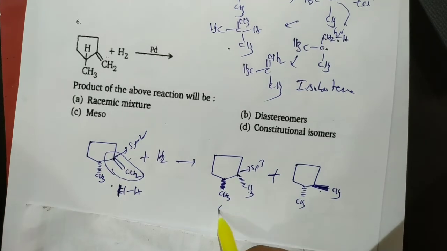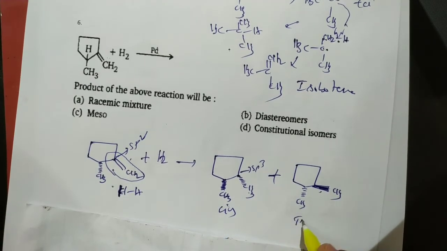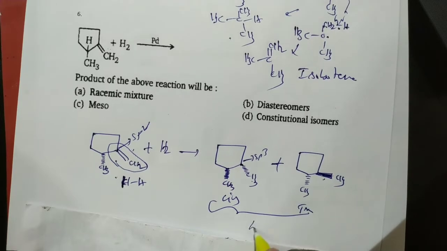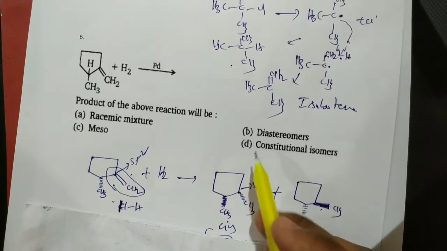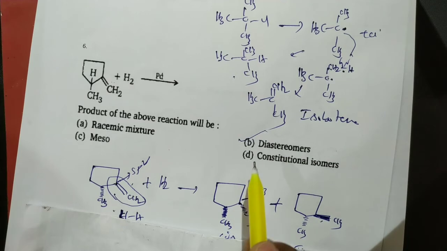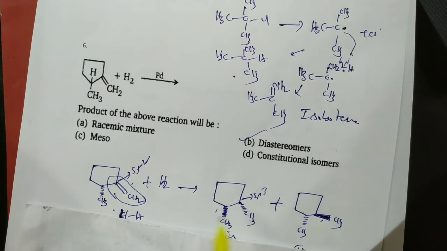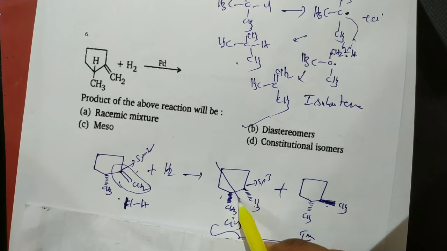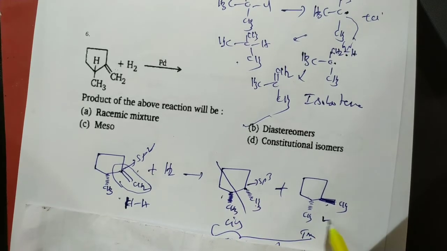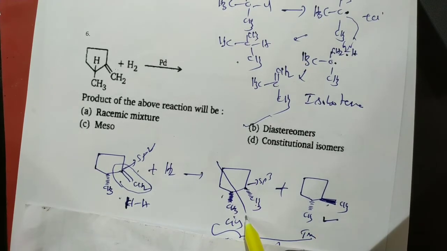So here this is the cis isomer, and this is the trans isomer. These two are diastereomers. So in this case diastereomers are the products. It is not a racemic mixture, it is not a meso compound. Of course, here only one compound is a meso compound, but this compound is optically active and this compound is optically inactive.